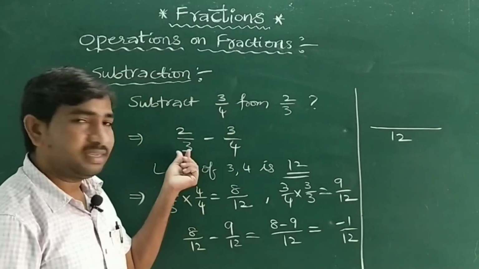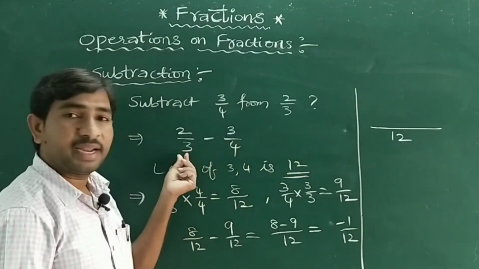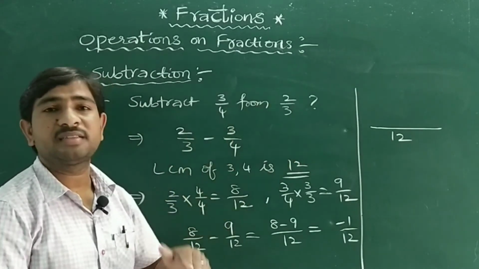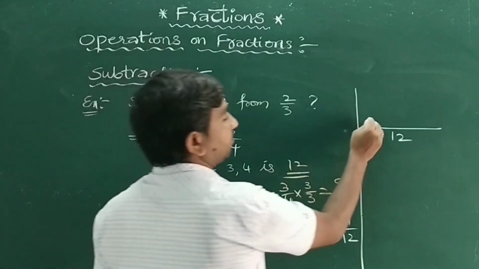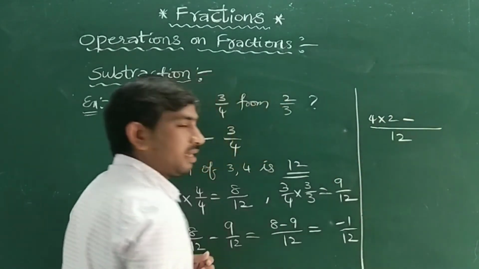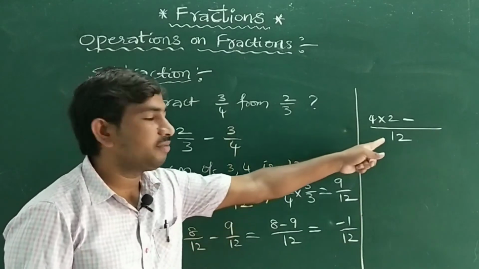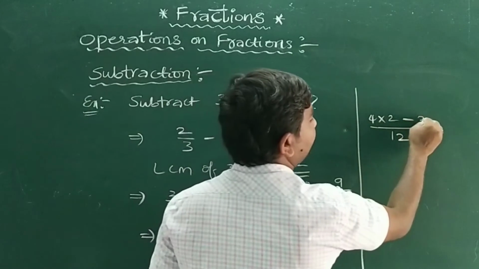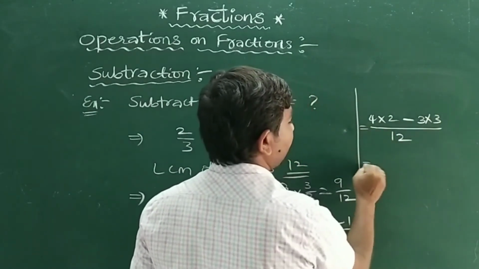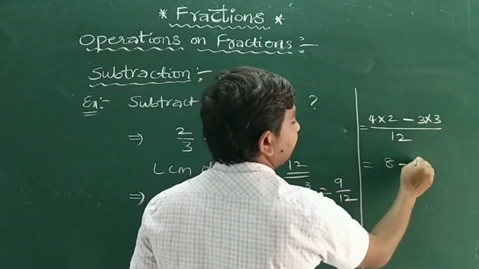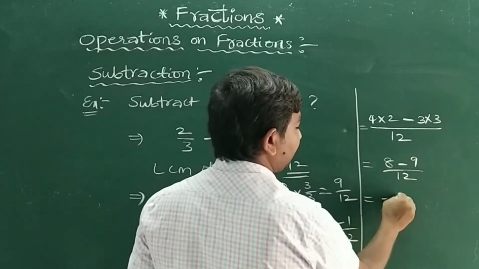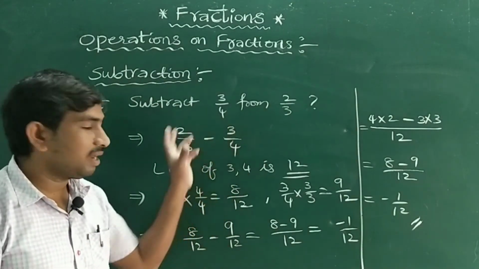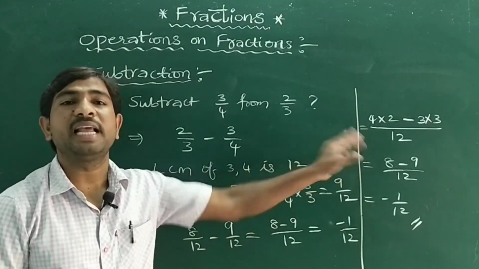Now, in the 3 table, 3 fours are 12, so that 4 goes into the numerator: 4 into 2, minus. Now again, 4 threes are 12, so in the 3 table, 3 threes are 9, so 3 into numerator 3. That equals 4 twos are 8 minus 3 threes are 9, by 12. However, you will get the same answer only. This is converting into like terms by using the LCM process.